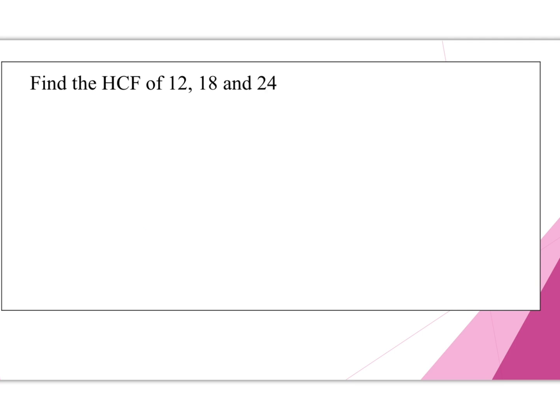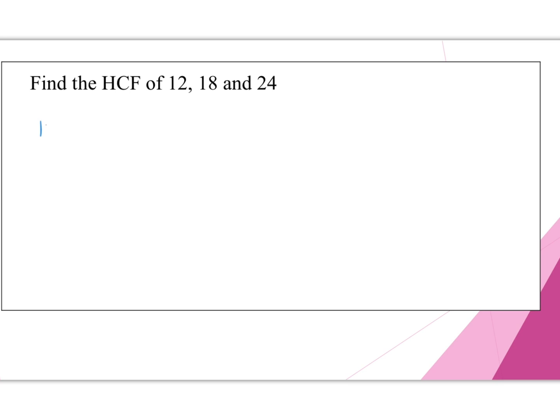Here's another example for you to try. I want us to find the highest common factor of 12, 18, and 24. And remember, you've already found the factors of 12 and 18. Have a go, press pause, and when you're ready, press play to see the solutions.